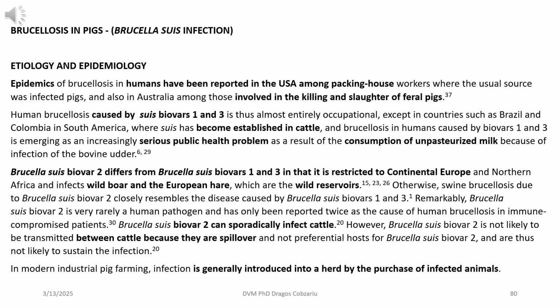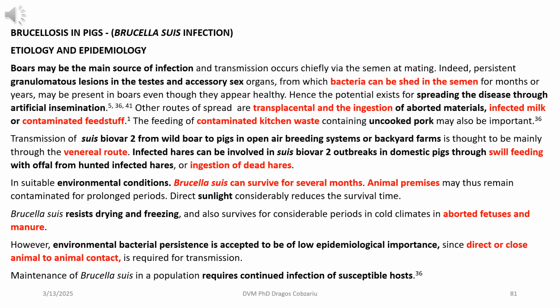In modern industrial pig farming, infection is generally introduced into a herd by the purchase of infected animals. Boars may be the main source of infection, and transmission occurs chiefly via the semen, at mating. Indeed, persistent granulomatous lesions in the testes and accessory sex organs, from which bacteria can be shed in the semen for months or years, may be present in boars even though they appear healthy. Hence the potential exists for spreading the disease through artificial insemination. Other routes of spread are transplacental and the ingestion of aborted materials, infected milk or contaminated feedstuff.